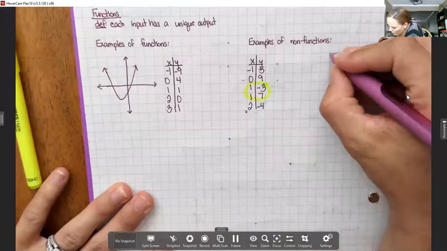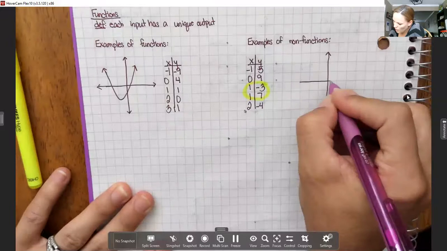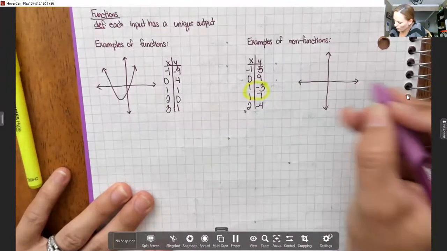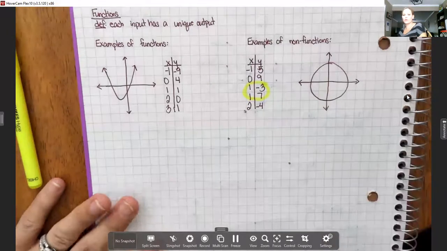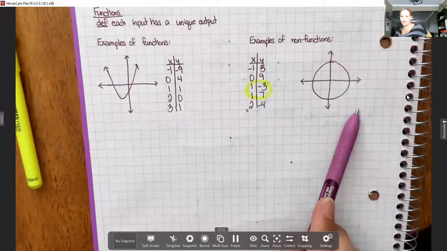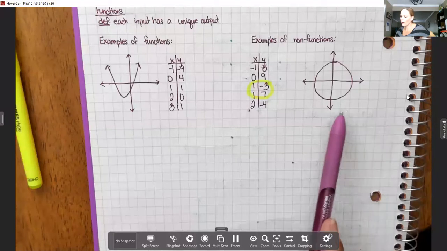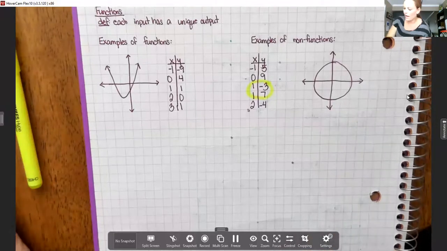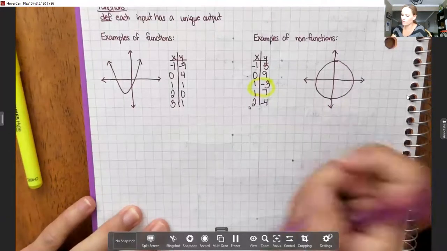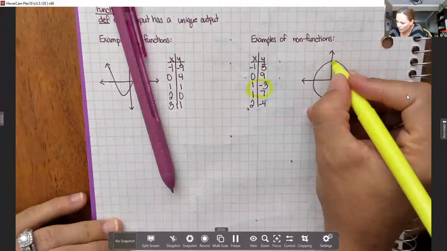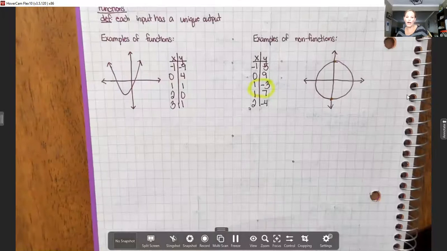And then another non-function is a circle. So circles are not functions. This table and this graph are different. This table is not supposed to be these points. Same thing over here. But circles are never going to be functions. Again, each input, so like here when x is 0, I have 2 different outputs. So like these points right here, you may have remembered something being called a vertical line test, and this would fail that.